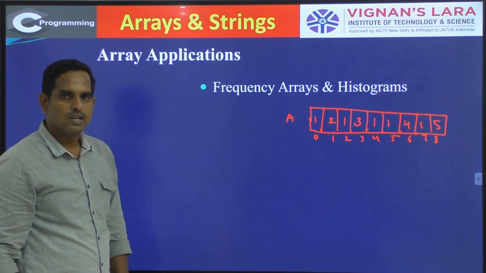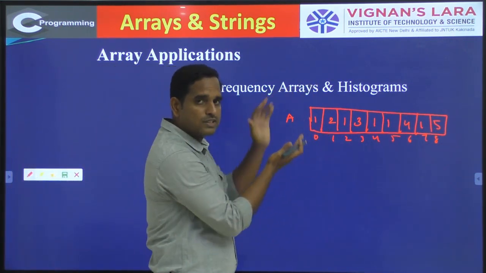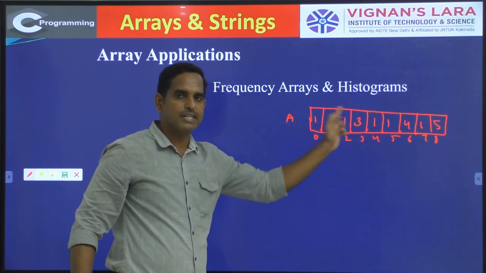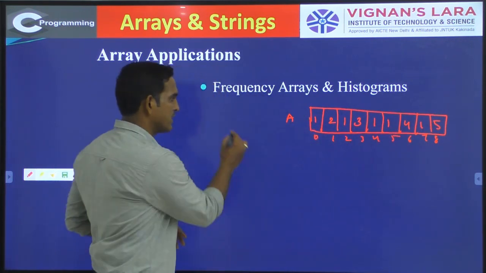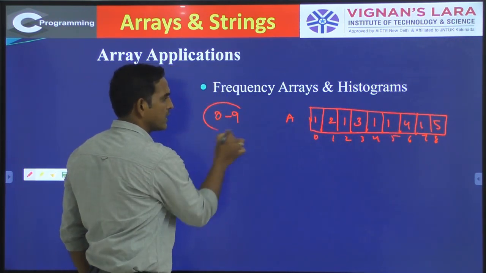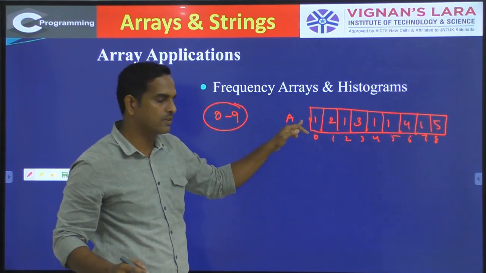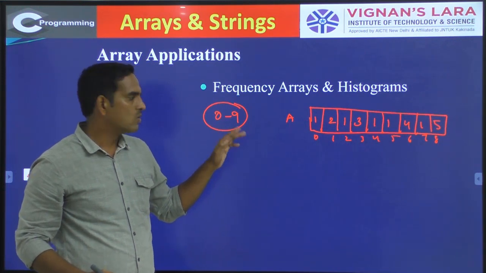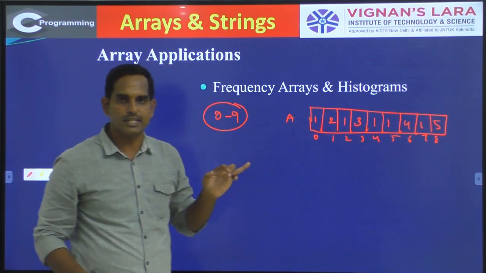Array A. So a frequency array means if I take this array and find out the frequency of each and every digit that is present in your complete set. That is, I have taken this array from 0 to 9 only. If I take the values from 0 to 9, not these values, but the actual values that are present in your array, then how many times a particular digit is repeated.